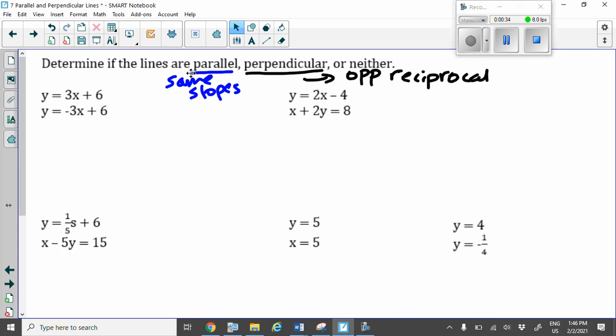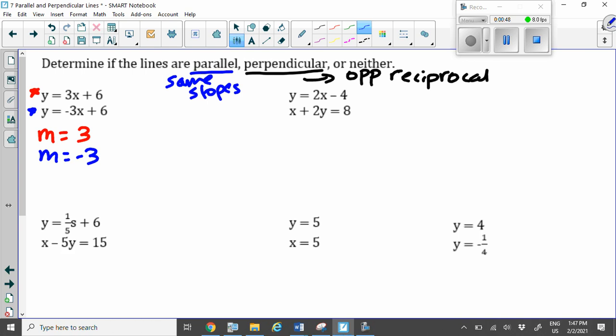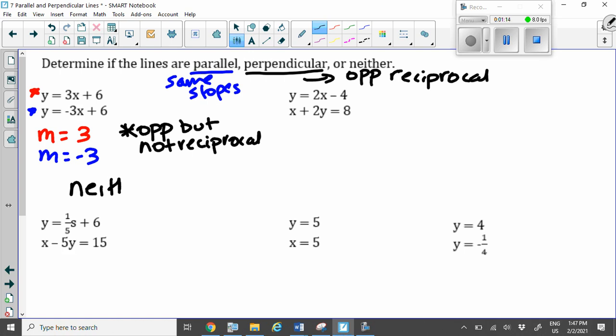We have y equals 3x plus 6 and y equals negative 3x plus 6. So notice our slopes. For the first one, it is 3, and on the second one, it's negative 3. Well, we can definitely tell that they are opposites. But are they reciprocals of each other? No. Okay, so opposites, but not reciprocals. Because they are not exactly the same, they're not going to be parallel. So these are not parallel nor perpendicular. That means this will be neither.